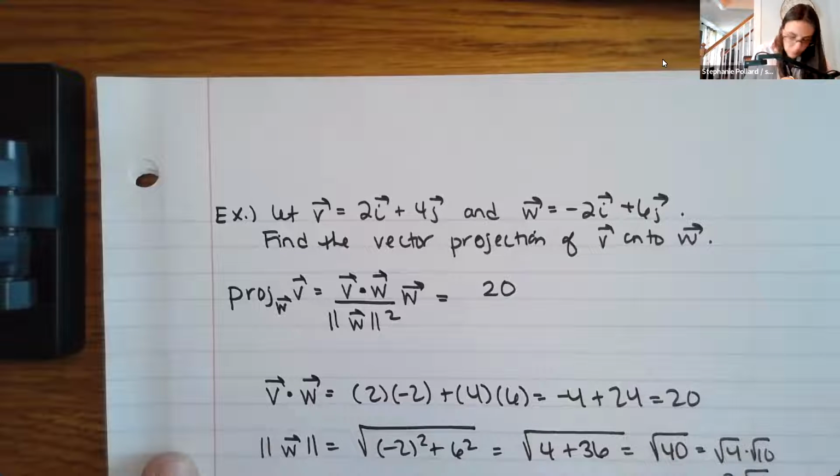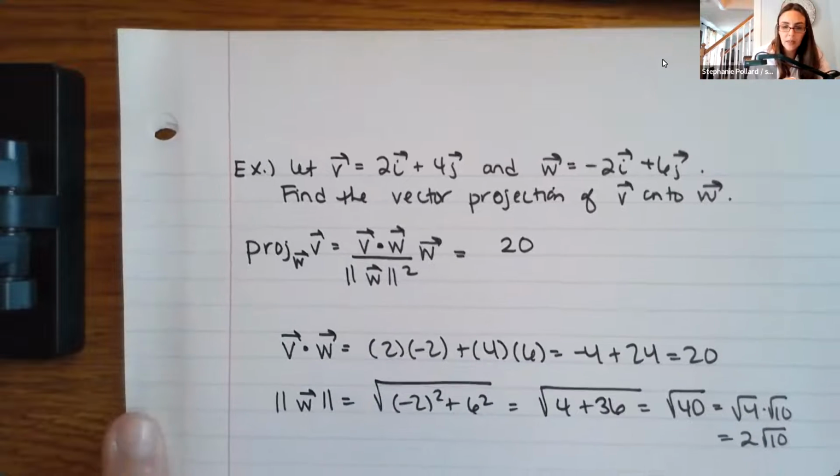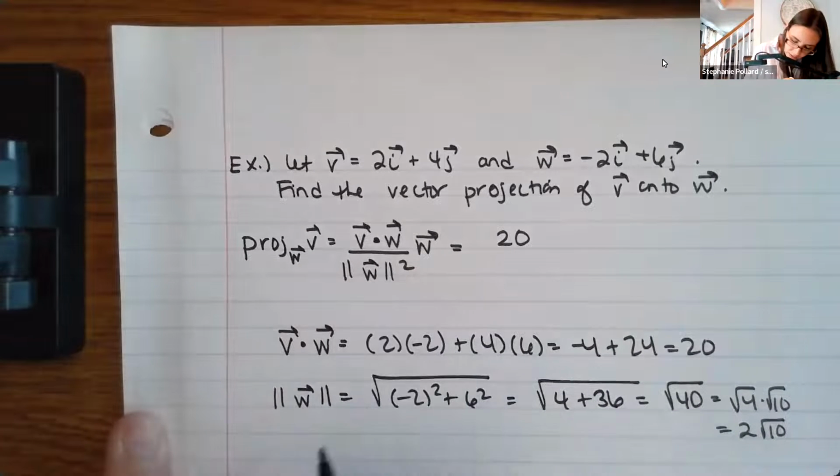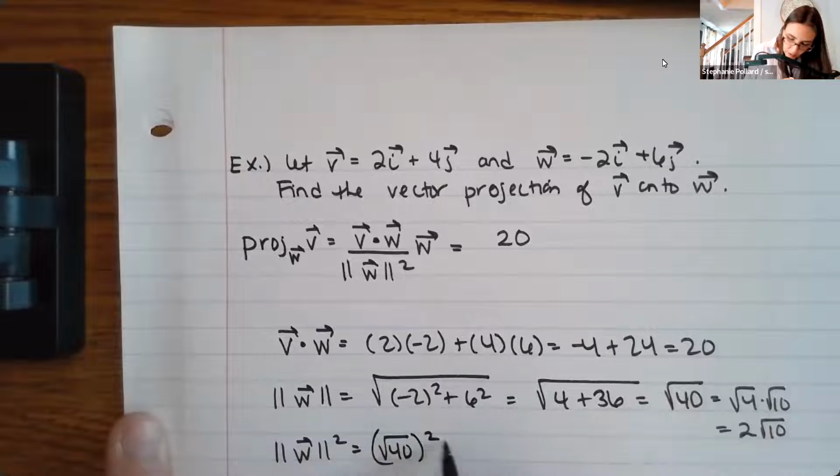So 2 root 10. And actually, I didn't even have to do all that work because I'm going to square this anyway. So let me make my life easier. I'm going to go back a step and square it. Instead of simplifying, let's use this one, right? Square root of 40 is the same answer. And when I square that, my square root just cancels. So I have 40 there.